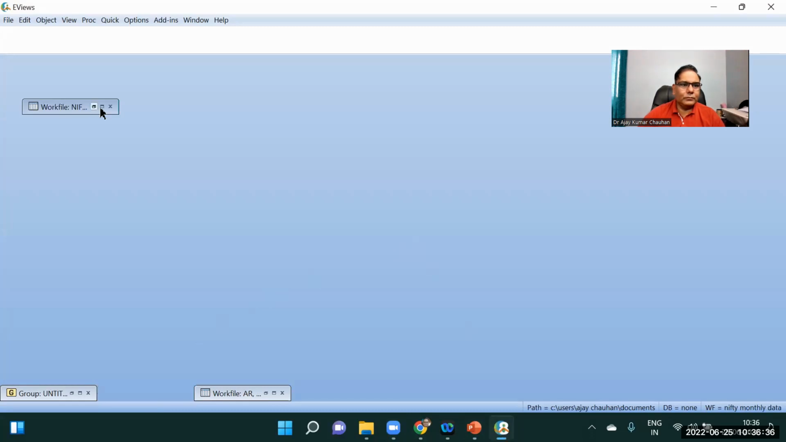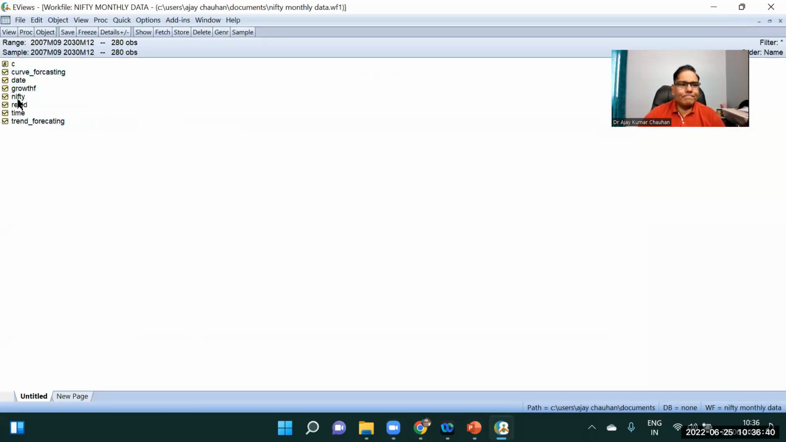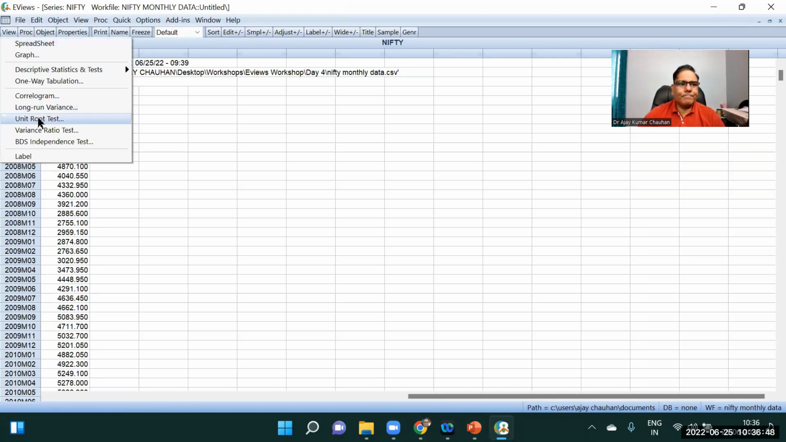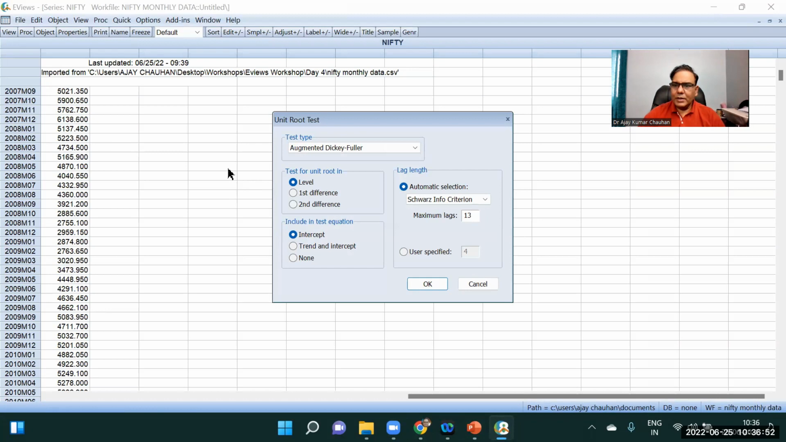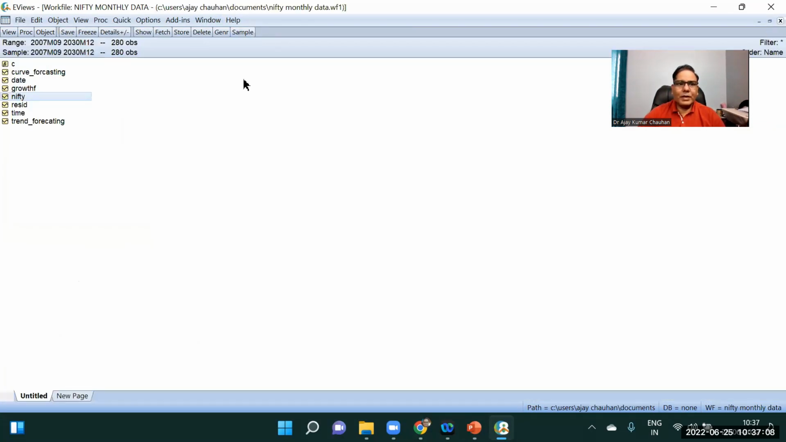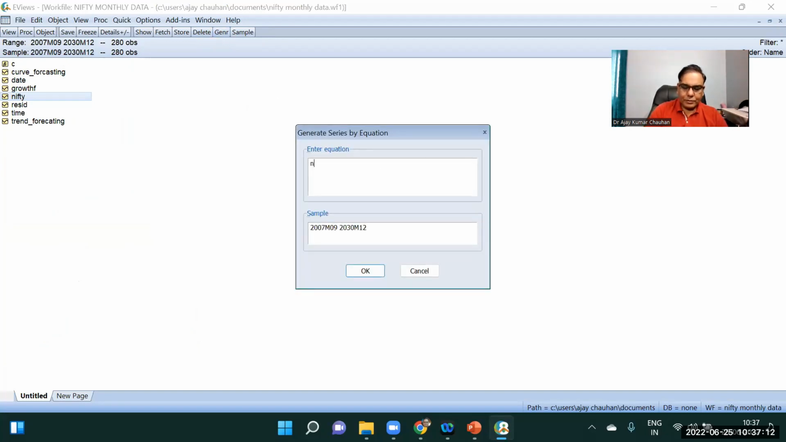So this is our Nifty. First of all, we have to check whether the Nifty is a unit root series or not. Whenever you do ARIMA, first of all, you have to ensure that the series is stationary. I know that this is not stationary, so I have to check whether the series is stationary after taking the dlog. I am generating the series: Nifty return equals dlog of Nifty. So I am just taking the dlog. For the sample, I can take only up to 22.06 because after that we don't have the values.